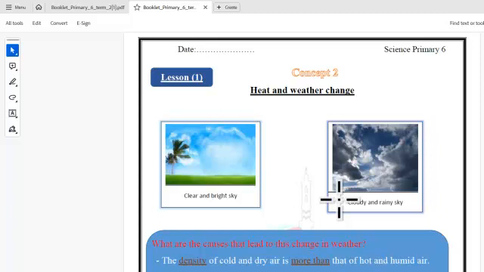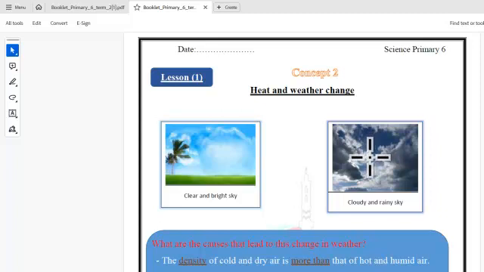We start previous with primary 6 curriculum. We will continue with concept 1, lesson 1. Lesson 1 is about heat and the weather change. This picture differentiates between a clear and bright sky and a cloudy and rainy sky.